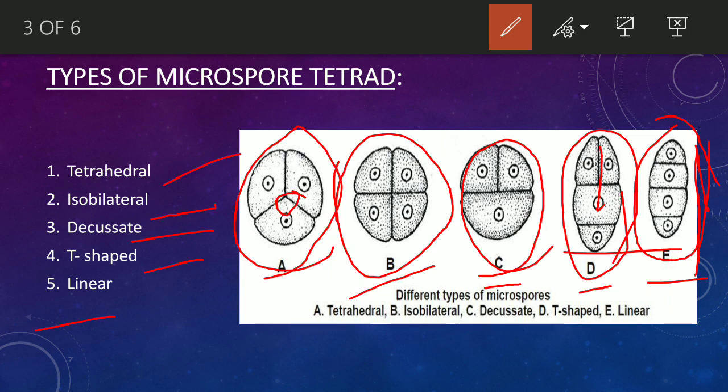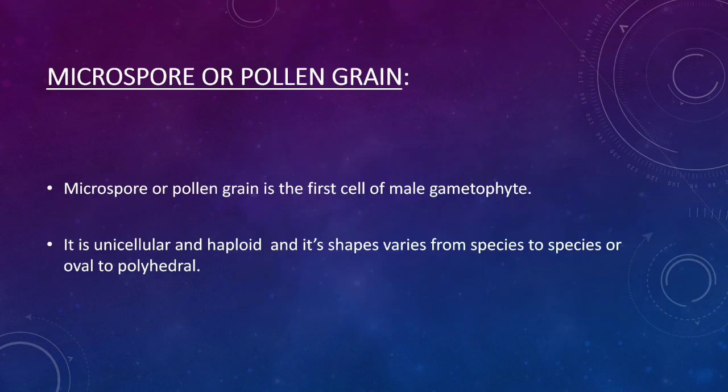Now, what is a microspore? A microspore or pollen grain is the first cell of the male gametophyte. It is unicellular and haploid, and its shape varies from species to species, from oval to polyhedral.